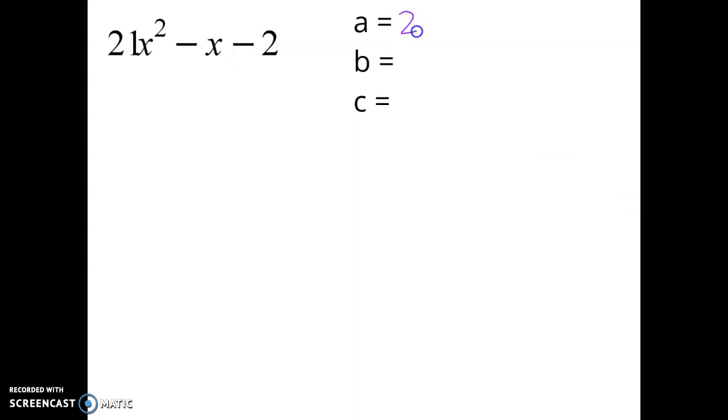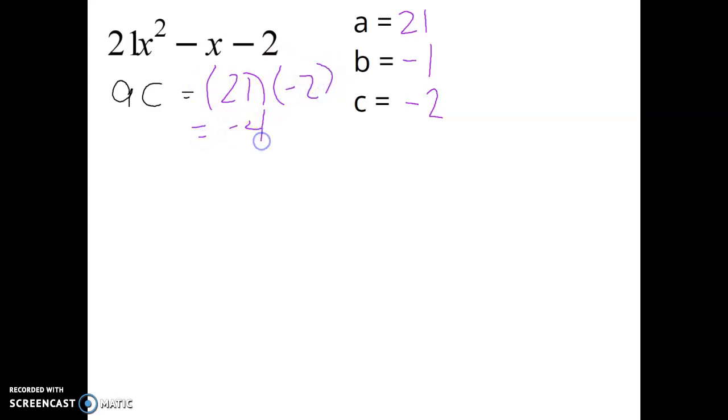So A is going to be 21. That's the coefficient on the x squared. B, that's right here. That's the coefficient on x. And C, that's my constant term. Right here, C is -2. All right, so once I have identified those, the first thing I want to do is multiply A and C together. That's why this is called the AC method, because you multiply A and C together. So A is 21, C is -2, and when I multiply those together, I get -42.